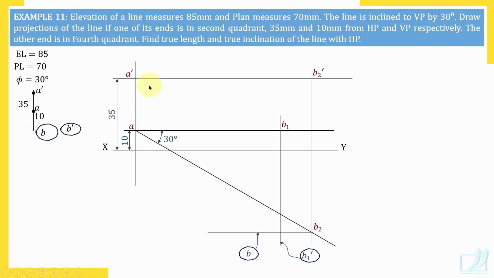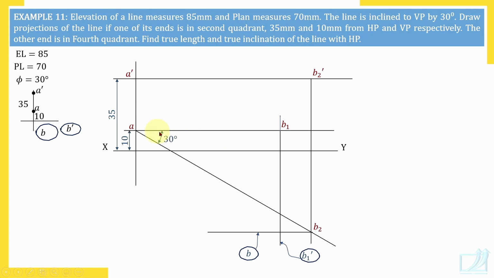Now what about EL? Can we rotate EL? Check here, A dash B2 dash. It is EL, 85 millimeters. Which other view has the length EL? A dash B dash. Now, is there any line, vertical or horizontal line for B dash? So, no. So, right now EL is not available for rotation. If you start rotating A dash B2 dash at this stage, you will get a circle but not B dash.